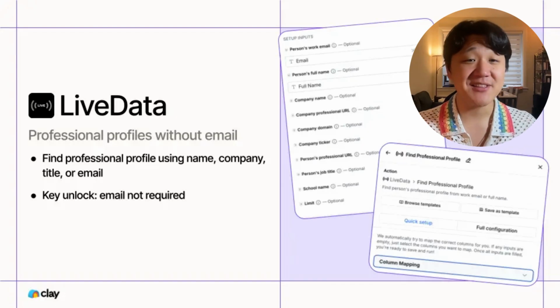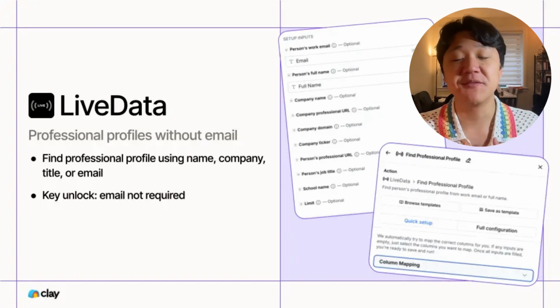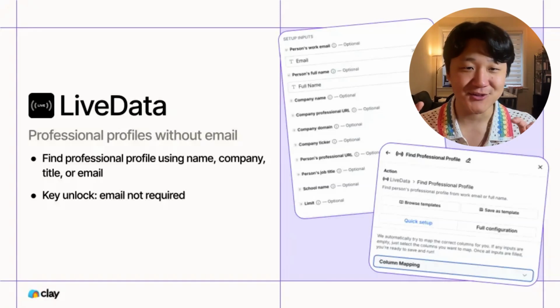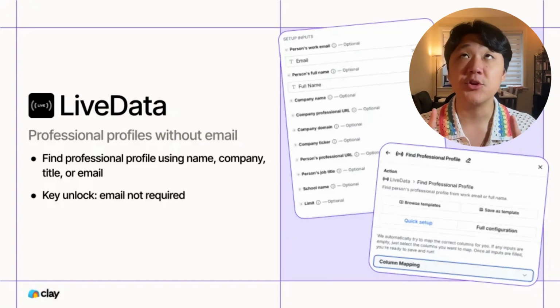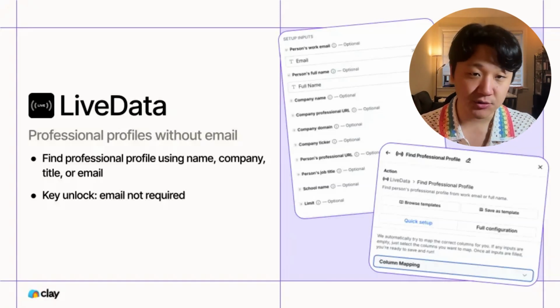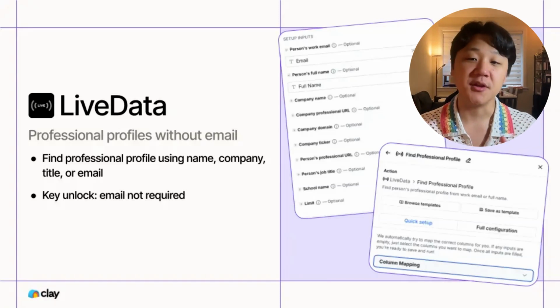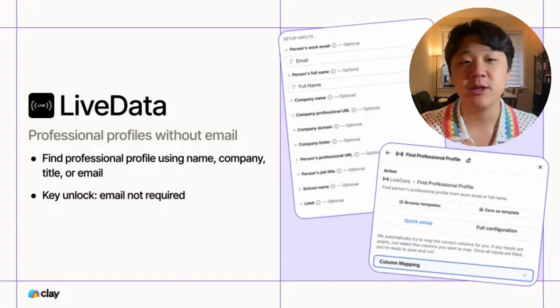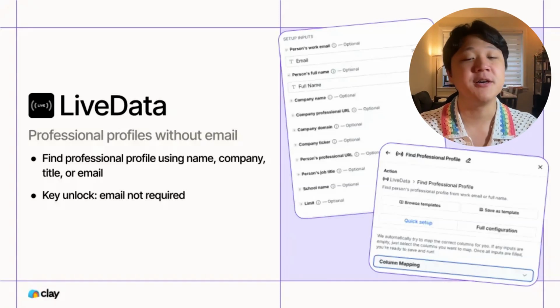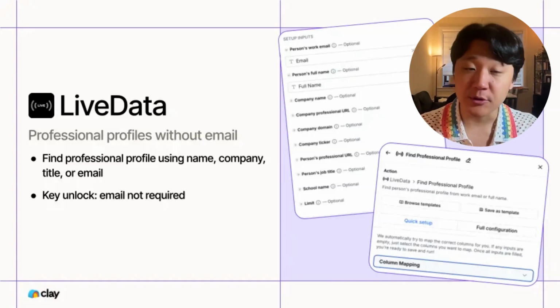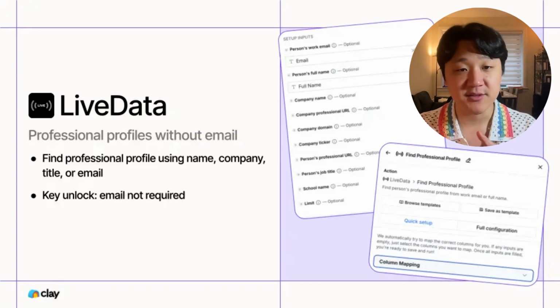Finally, we've added LiveData Technologies as an integration, which gives you a more flexible way to find professional profiles. The key unlock here is that you can now look up these professional social URLs without the need for an email address. You can include an email address, but unlike most profile finders, you actually don't need a work or personal email here. You can triangulate with lots of other points.